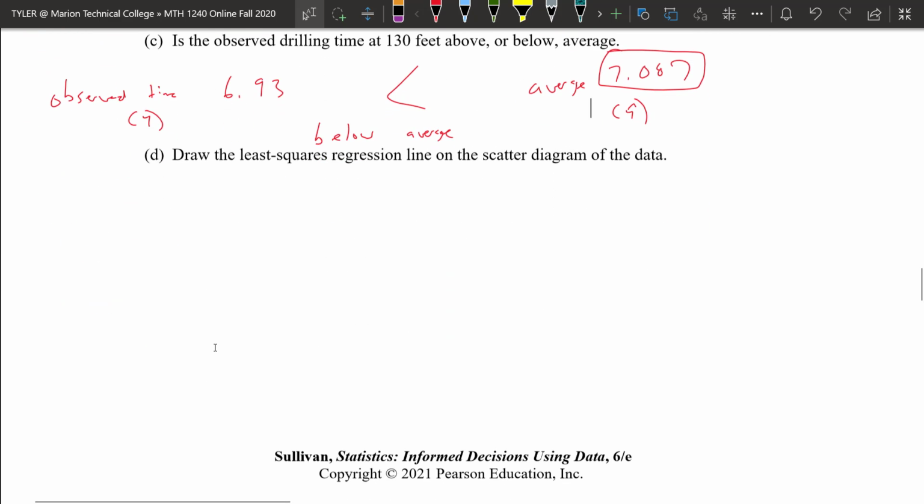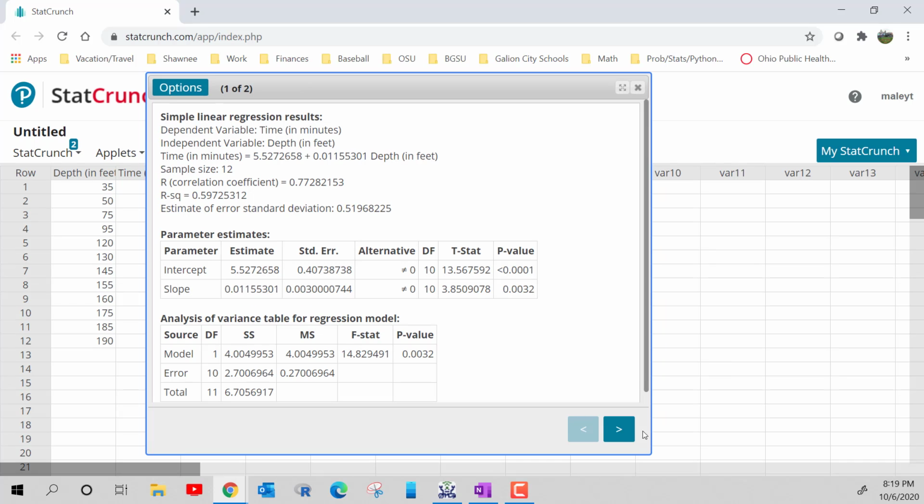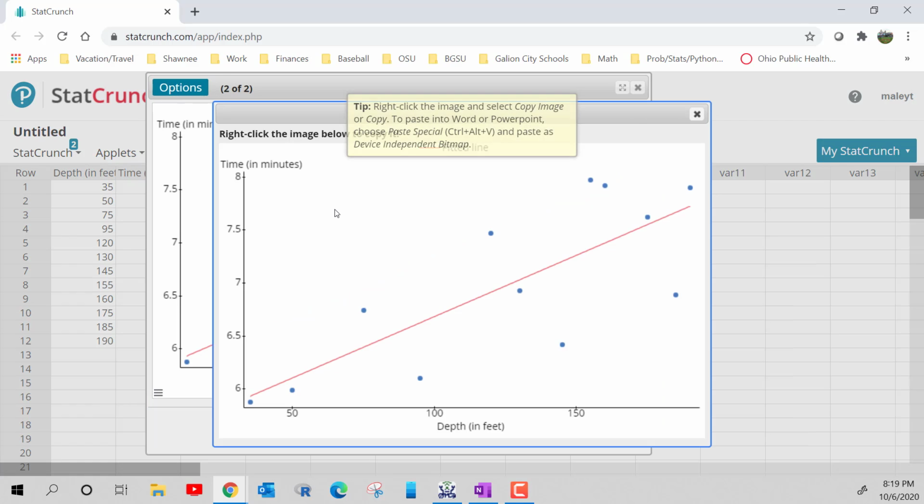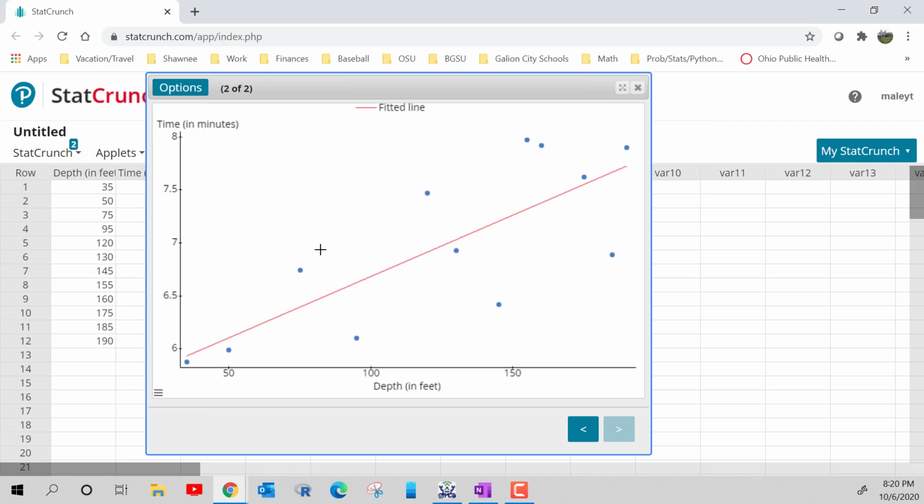So then part D is to draw the least squares regression line on the scatter diagram of the data. Rather than drawing that by hand, remember we had that in StatCrunch. If I hit this right arrow, that's the picture we're after. If you wanted, you could go to Options, Copy, and just copy that image, and there you have a nice graph for part D in your notes.